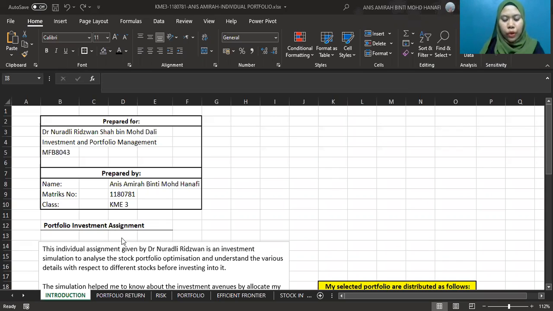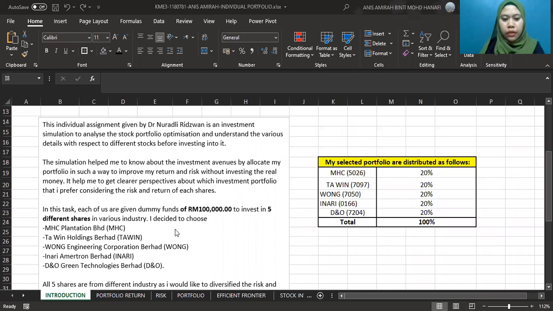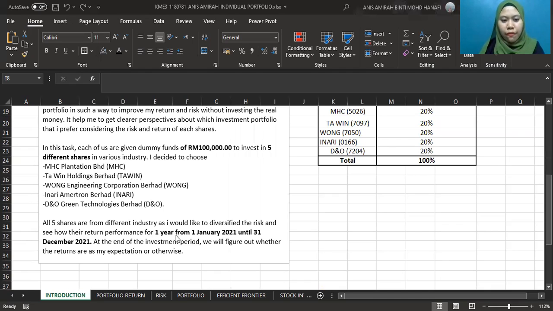I'm going to present my assignment in portfolio investment. I have been given virtual money, which is 100,000 ringgit, to be invested in 5 different shares. I have chosen 5 companies: MHC Plantations from the plantations industry, Inari and DO from the technology industry, and also Darwin and Wong from the productions industry, because all these industries are in an uptrend from my research. I need to invest for 1 year, starting from 1st January 2021 until 31st December 2021.